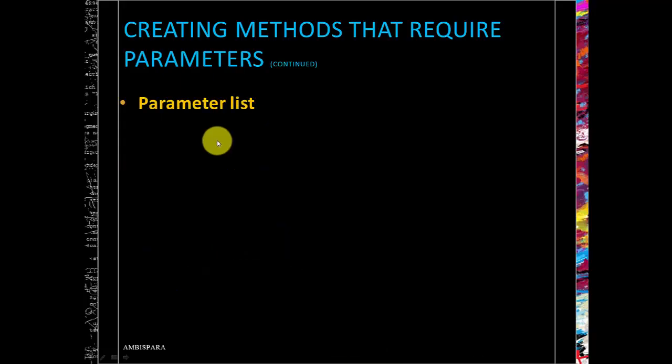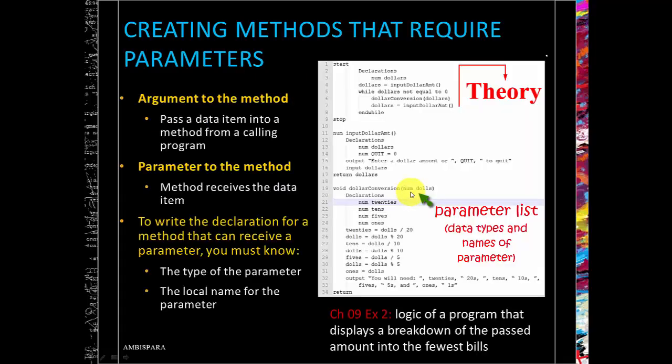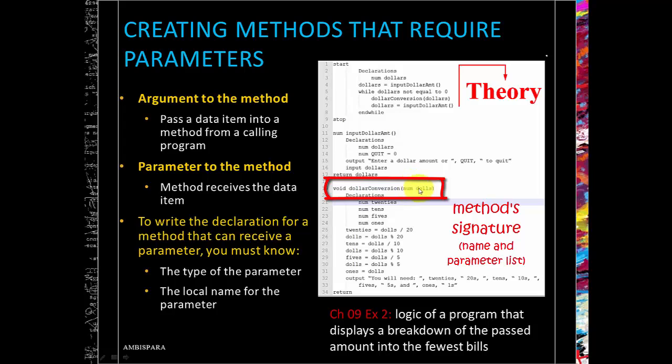Okay, so what is now a parameter list? A parameter list is the types and names of the parameter. For example, num dolls. What about my method's signature? Well, my method's signature would be the method's name as well as the parameter list. That will be my method's signature.